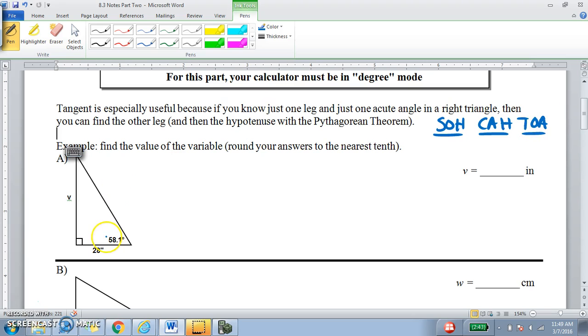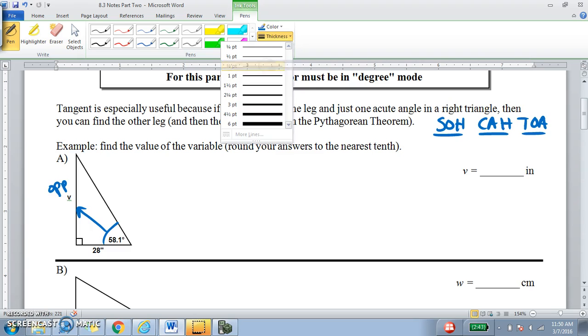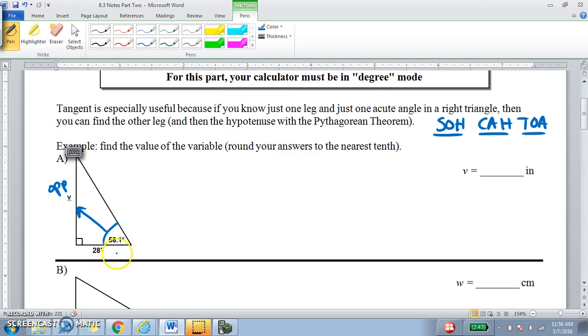So using that for this triangle right here, we've got this angle that's 58.1 degrees. This side V is opposite from that, so we might want to make a note that that's the opposite side. And then this down here, 28, is adjacent to this angle. So since we have opposite and adjacent, that means we want to use tangent.